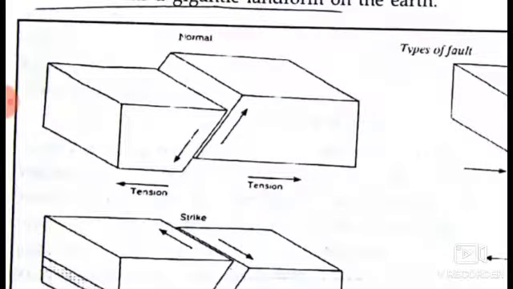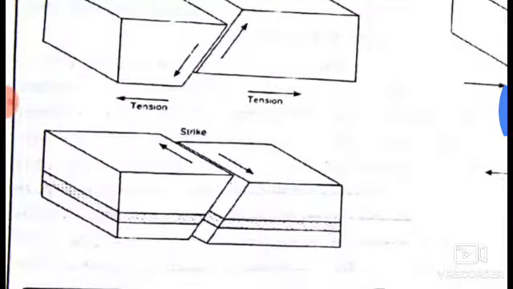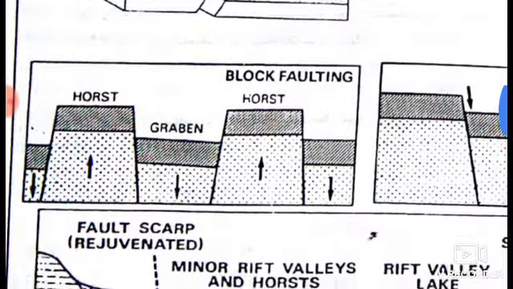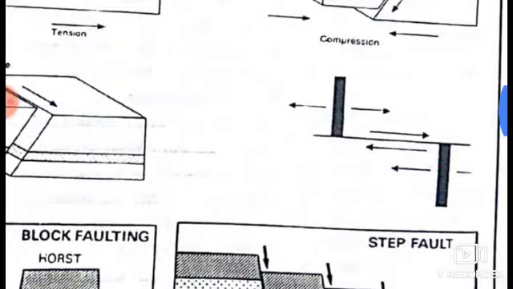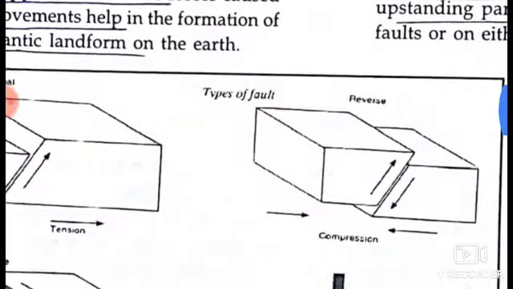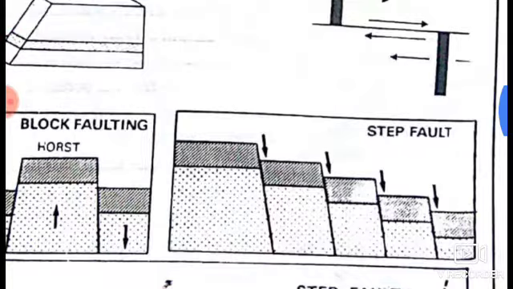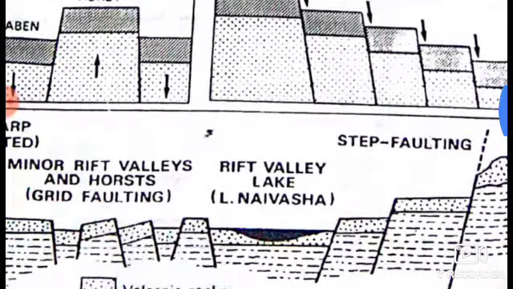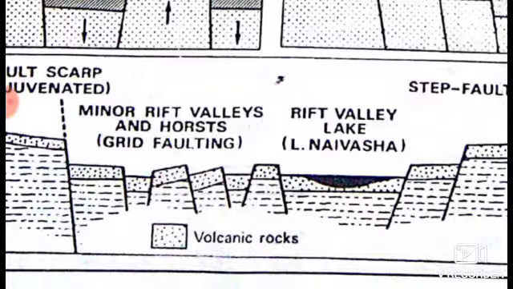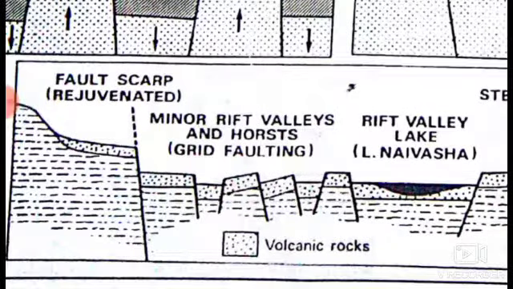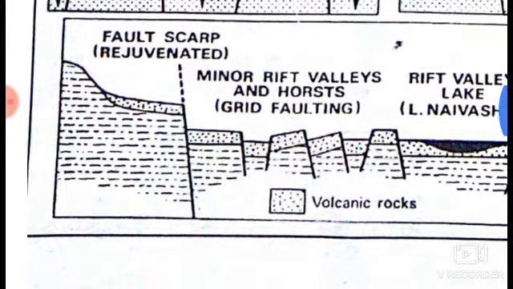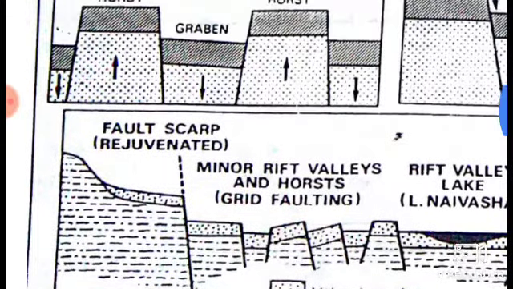Tension, normal fault, strike, block faulting, horst and graben, step fault. Compression, reverse fault. Compression. Step faulting is rift valley, minor rift valleys, and horst and graben faulting. Fault scarp rejuvenated.